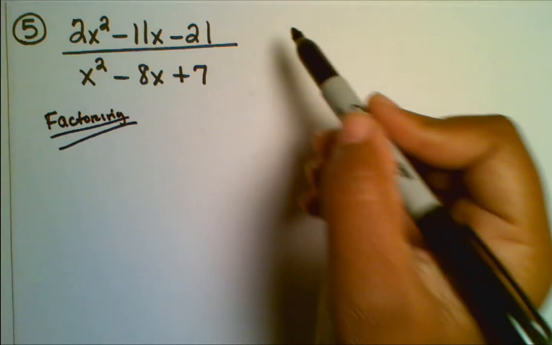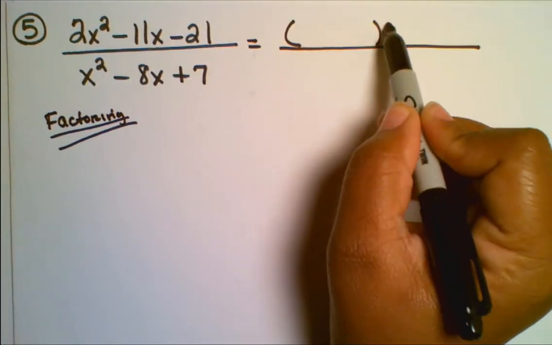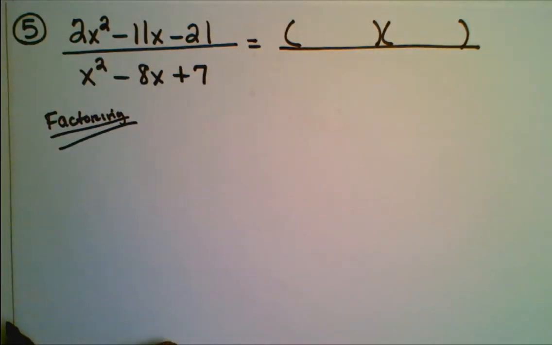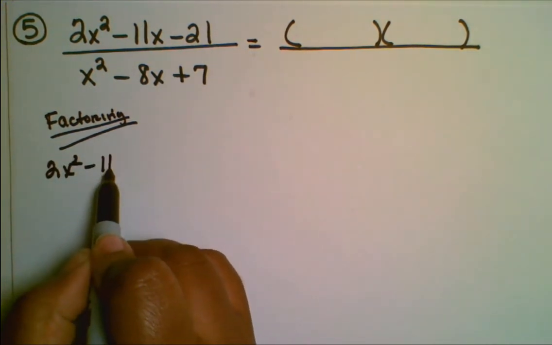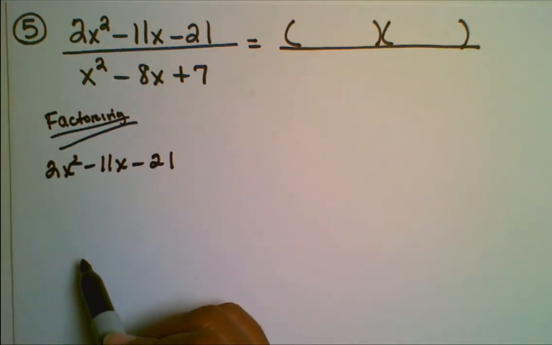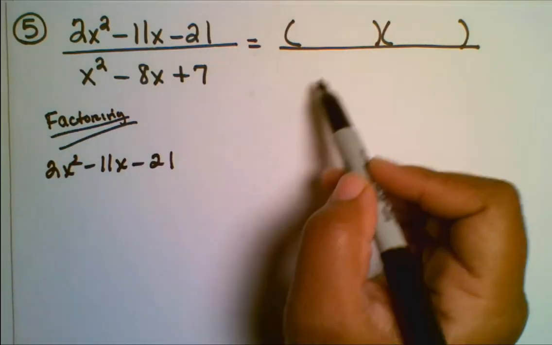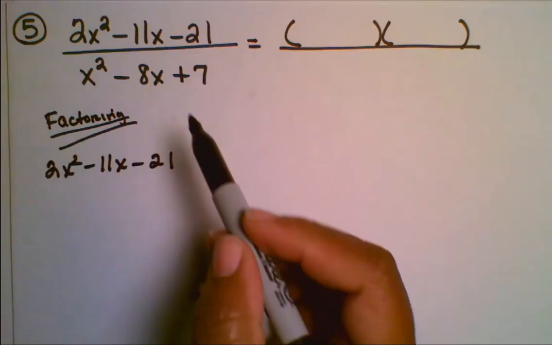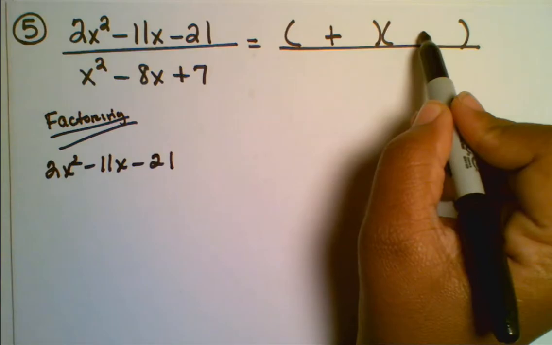So let's take a look at the numerator. There's no GCF. We have 3 terms. It's not a perfect square trinomial. Therefore, we're going to use that slide and divide method that was covered in the previous section. Okay, so before we do that, let's determine what signs are going to be in the parentheses. Sign of the last term is negative, so we're going to have different signs.